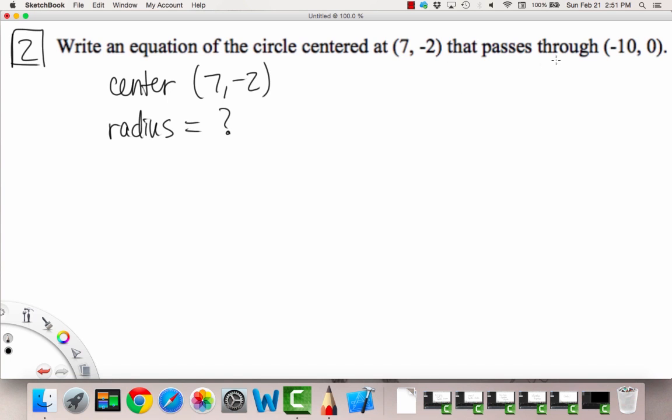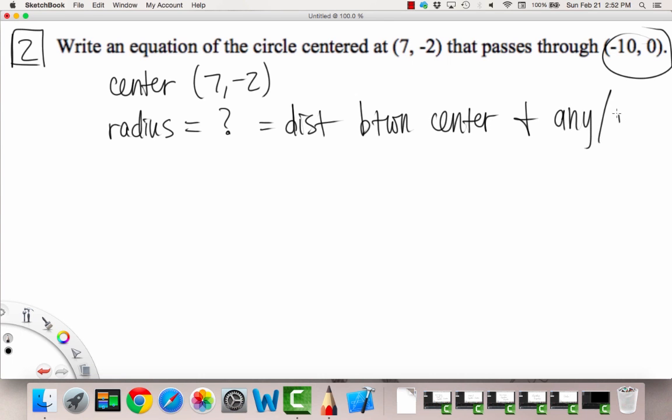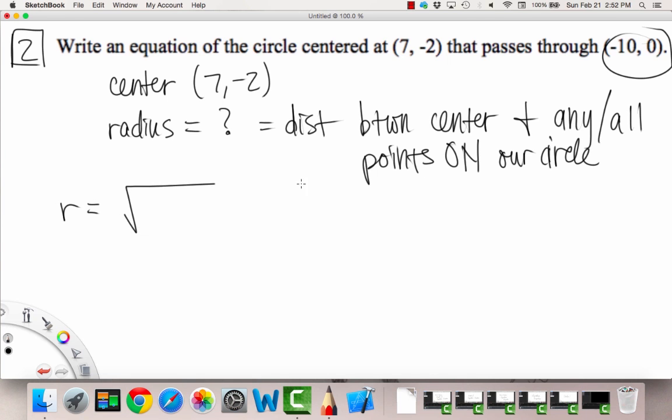So what other information are we given? It says it passes through this point. What is the radius again? The radius is the distance between the center of our circle and any and all points that lie on our circle. So to find our radius, we can apply the distance formula between our center and any point on our circle, and they gave us a point which is already on our circle. So we find the distance between this center and this point on the circle.